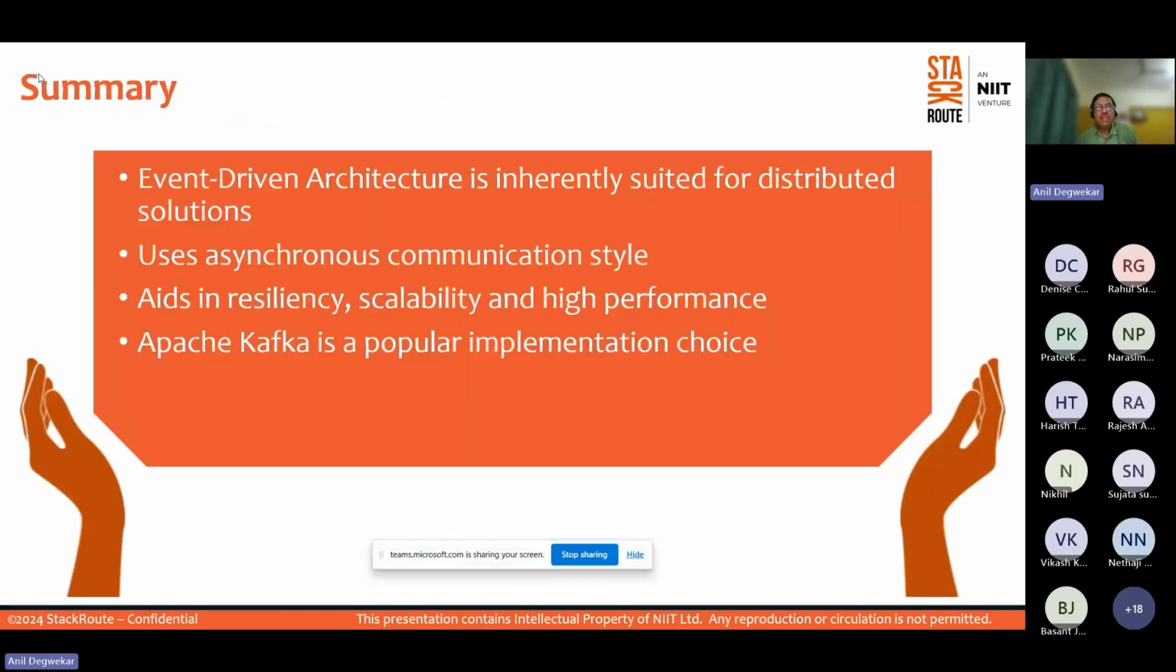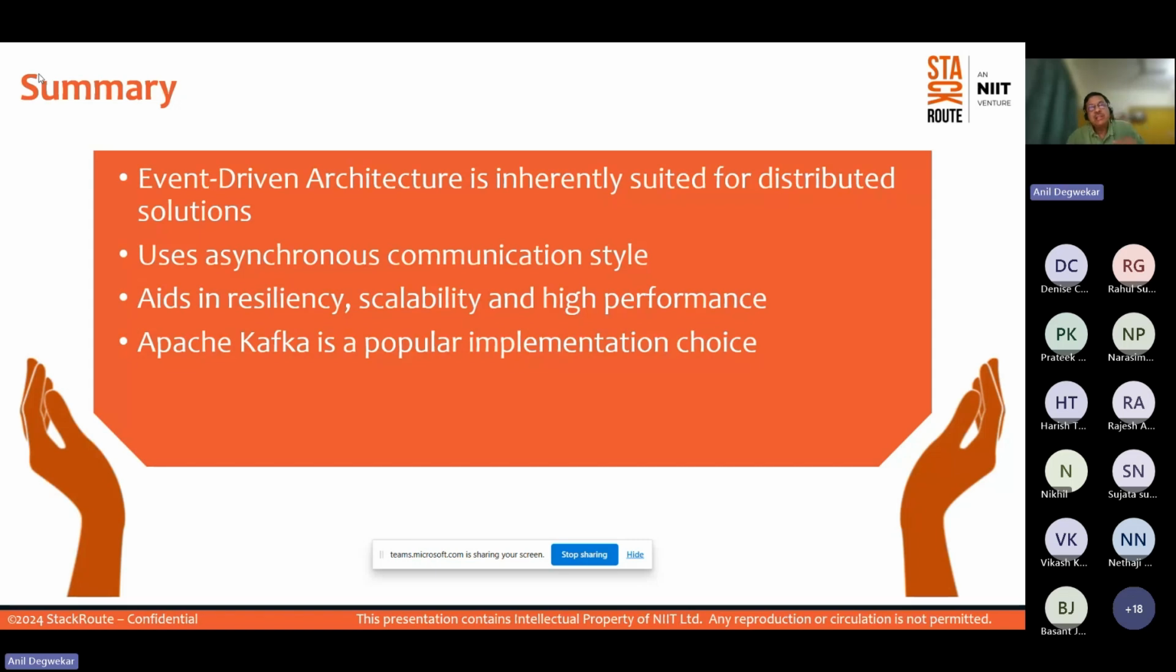Okay. So basically, to summarize, event-driven architecture is inherently suited for distributed solutions for any type of real-time or near real-time streaming data. It uses an asynchronous communication style, and because of that, it aids in resiliency, scalability, and high performance. One of the popular implementation choices is Apache Kafka, but there are others as well. Right?